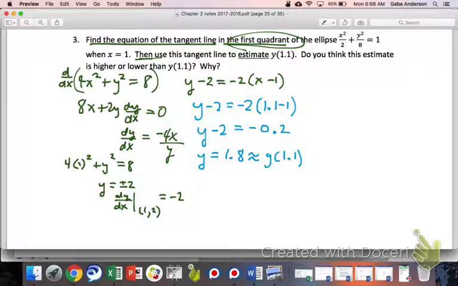Final question. I don't know how you're going to answer this, but that estimate of 1.8 using the line, it's not perfect, right? It's not exactly the same as the value of the curve, but do you think it is higher than the curve or lower than the curve, and why? What do you think, Johnny? I think it's higher because I think due to the severity of the negative slope.